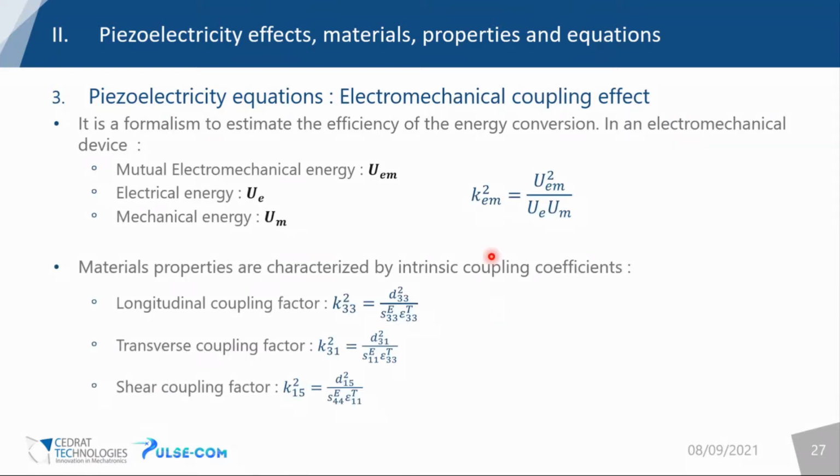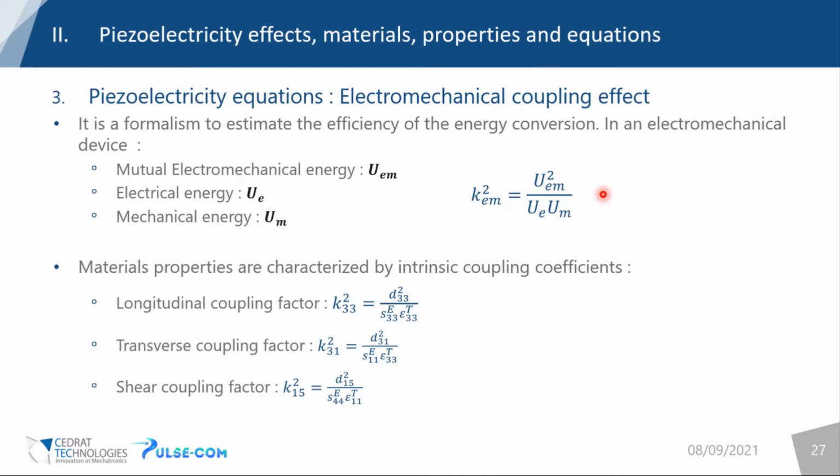So once we are there, we can write the electromechanical coupling effect, which is a formalism to estimate the efficiency of the energy conversion, the electromechanical energy conversions. So usually in an electromechanical device, you have the mutual electromechanical energy and the electrical energy and the mechanical energy. So this is a ratio that goes from 0 to 1, depending on the efficiency of your energy conversions.